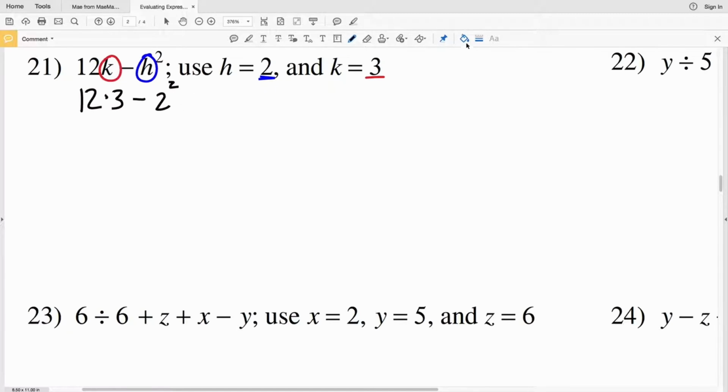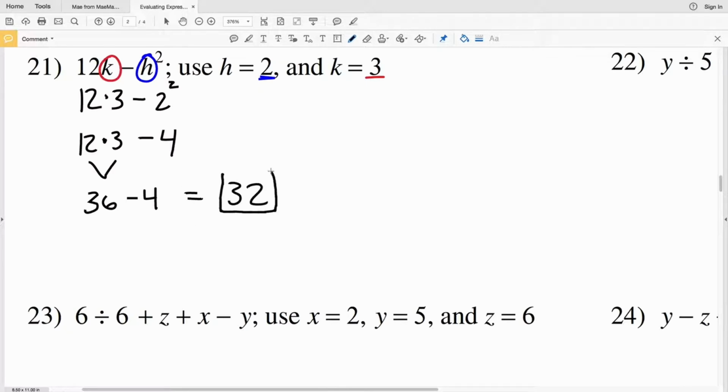We're going to do exponents first, so we're going to have 12 times 3 minus 2 squared is 4. After exponents, we're going to do multiplication. So 12 times 3 is going to be 36 minus 4, and that's going to give us 32. So the answer to number 21 is 32.